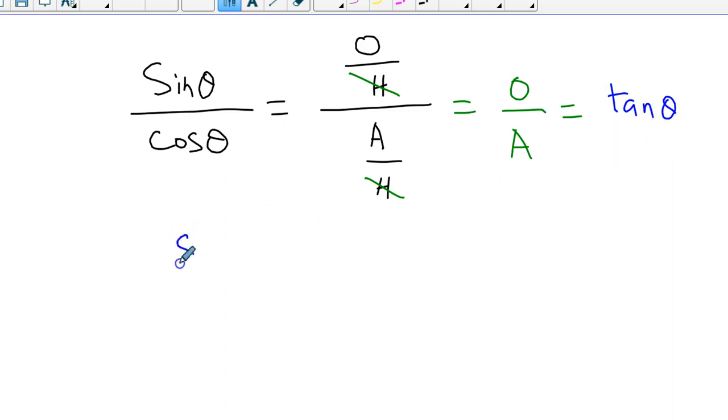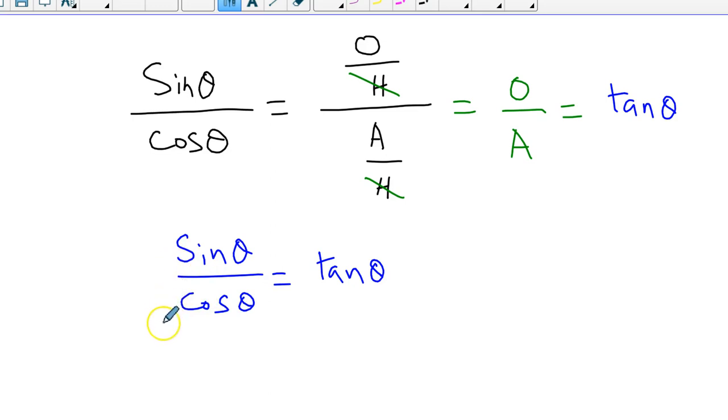So sine theta over cosine theta, that is on division of sine with cosine, gives you a result which you call the quotient. That quotient is nothing but your third trig ratio, tangent. So sine over cosine is tangent. Similarly, if I reciprocate this, cosine over sine will be the reciprocal of tangent, which is cotangent.